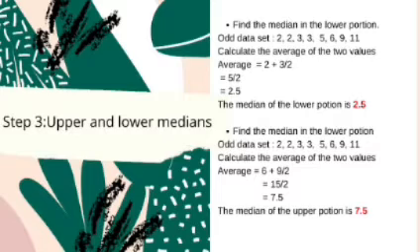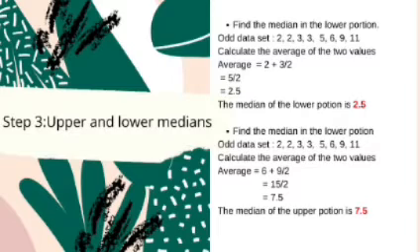Find the median in the lower portion. The data set is 2, 2, 3, 3, 5, 6, 9, and 11. Calculate the average of the two values. Average equals 2 plus 3 divided by 2 equals 5 divided by 2, and the median of the lower portion is 2.5.